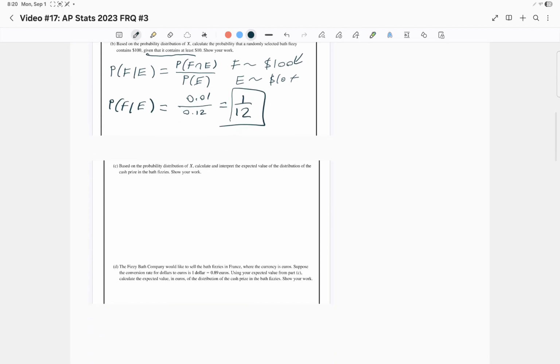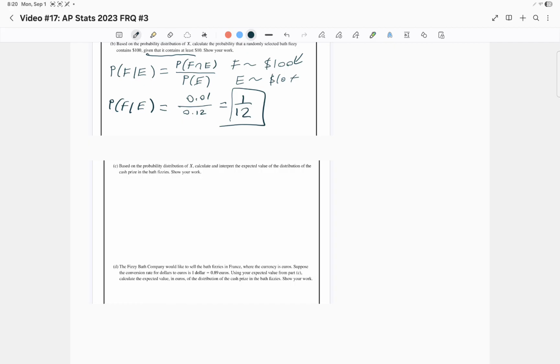Great. Now, part C: based on the probability distribution of X, calculate and interpret the expected value of the distribution in cash prize. Okay. When we're looking for the expected value, essentially what they're asking us is, when you open one of these Bath Fizzies, how much money should you expect to get? If you open just one at random, how much money should you expect to get?